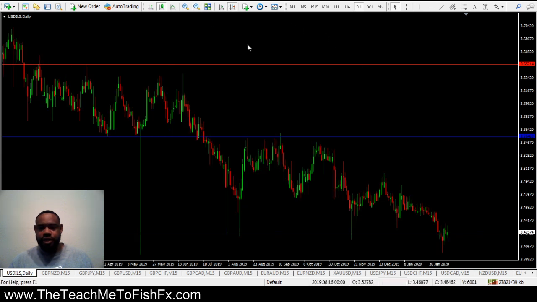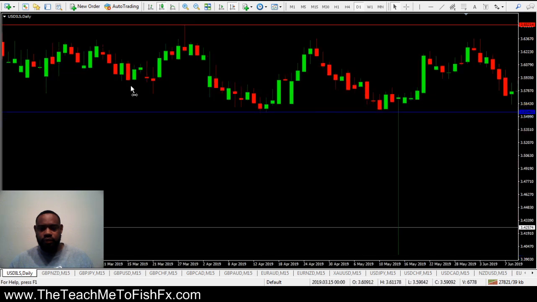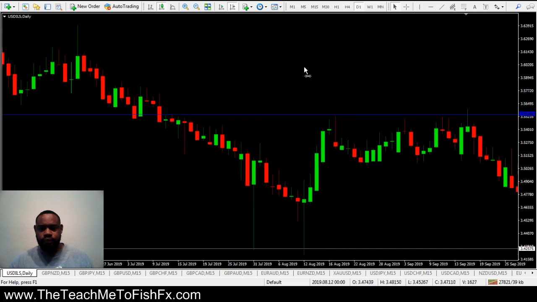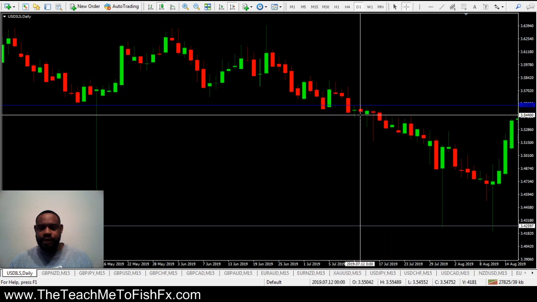Let me blow this up for you guys. It broke here, and then the next candle it came back to retest it. All right, and even with this candle, the body of this candle was engulfed with this candle. That's a good time to get in there.